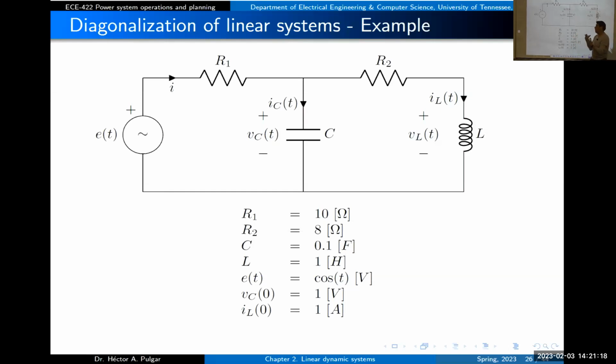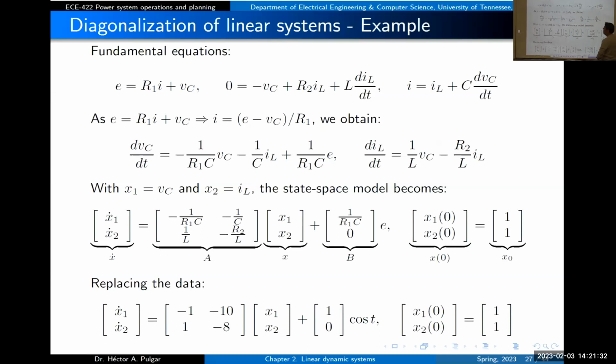Now the question is, would you expect oscillation or not? As a question, we don't know yet. Let's see what we obtain with these parameters. First thing, we need to get the model, obtained from the fundamental equations.